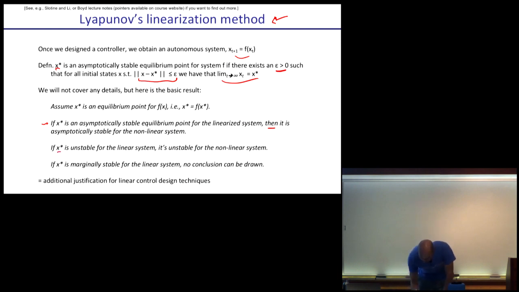Conversely, if x star is unstable for the linear system, it'll be unstable for the nonlinear system. And there's something called marginally stable, which is where you don't go to the equilibrium, you don't run away from it, you just kind of stay circling around it in a fixed orbit. Then nothing can be said, because then the linear approximation doesn't tell you enough about what will happen in a nonlinear regime. But this is a very strong result, because this shows us that once we design an LQR-based controller, at least very locally, it's guaranteed to work, and then hopefully it'll work wider than just super locally.